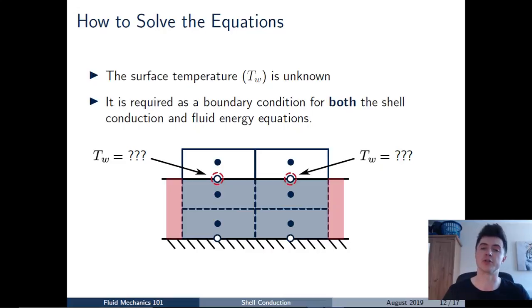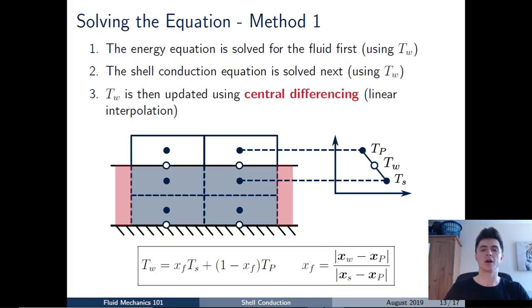Turns out there are 2 different approaches you could use, and some CFD codes will use a different approach depending on how they're set up. The first approach is to use a sequential approach to calculating the wall temperature. And the way you might do that is by first taking an initial guess for the wall temperature TW, and then solving the energy equation for all of the fluid cells in your mesh, and then using the same temperature TW, solving the shell conduction equations for the temperatures in the shell elements.